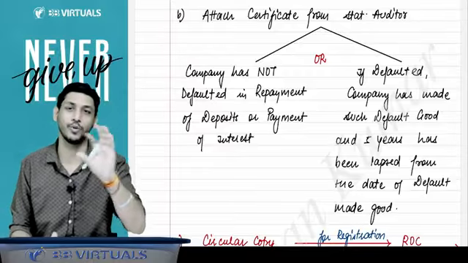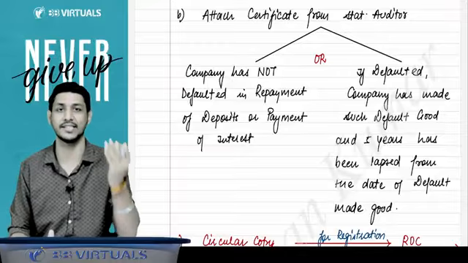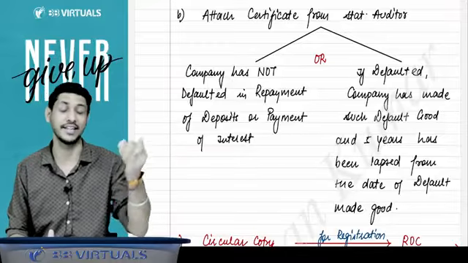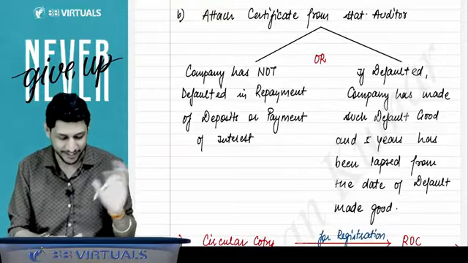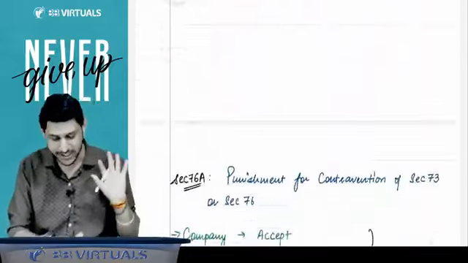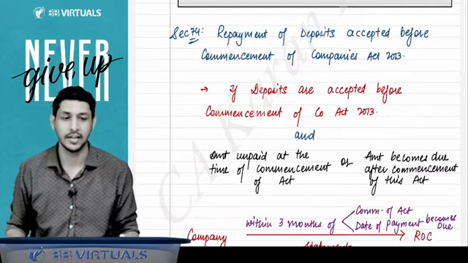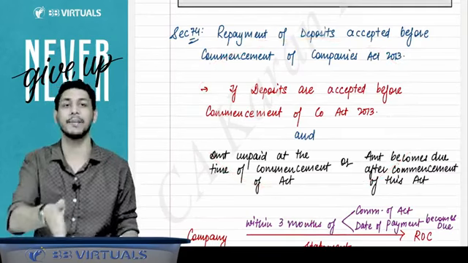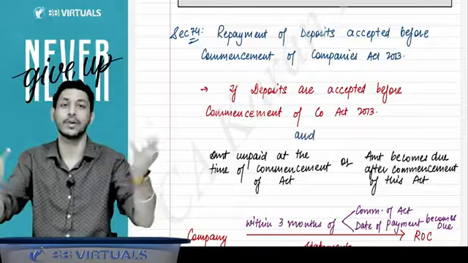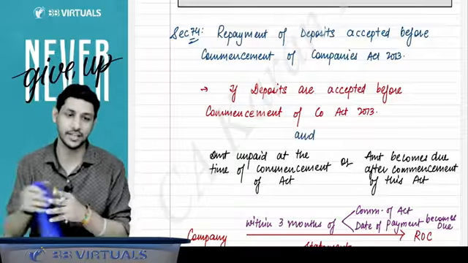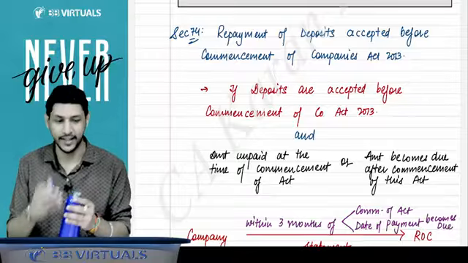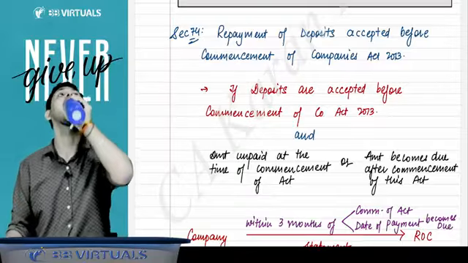But section-wise there are only 4 sections: section 73, 76, 74 and 76A only. But 74 is also a very useless kind of section, because 74 is a kind of transitional section. This section was applicable when this Act came into force, but okay, the institute has given it to us, so we have to study it. Yes or no? Yes, sir.